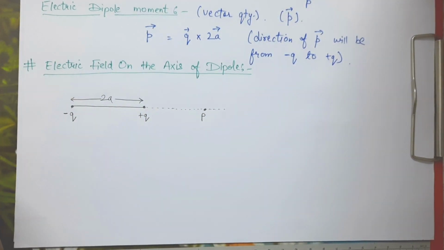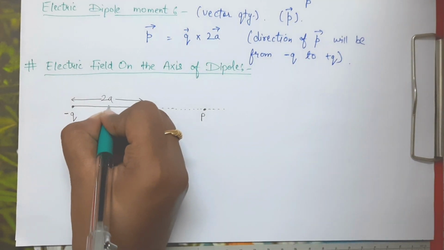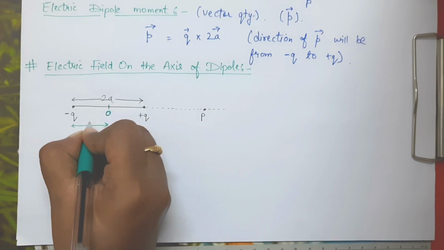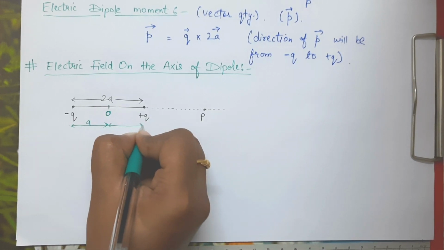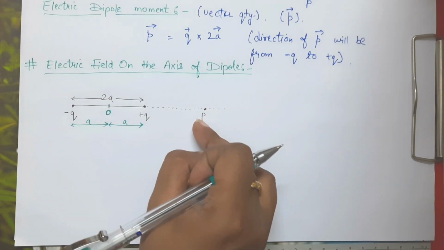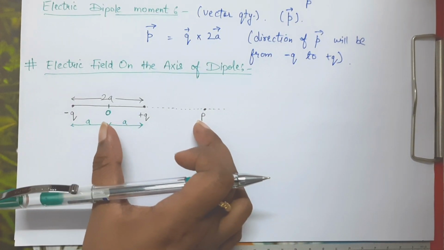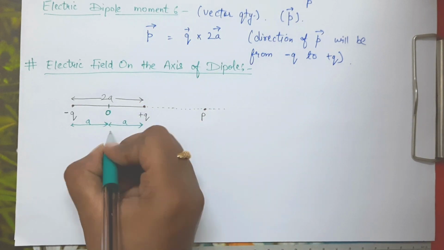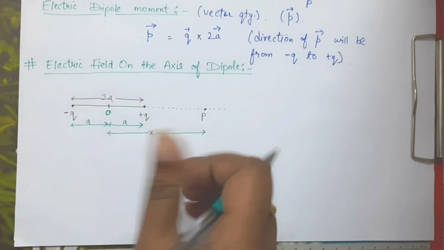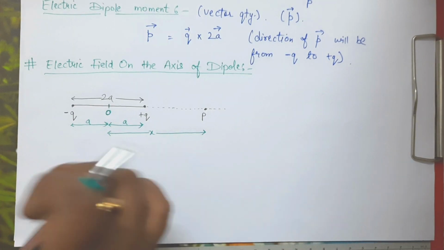So what we will do, now suppose this is the center O, right? So this distance will be small a, and again this distance will also be small a. Now suppose this point P is at a distance of x from the center of this dipole. That means from here it is at distance x. From center the distance is x.